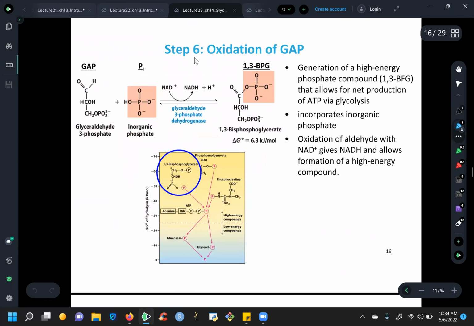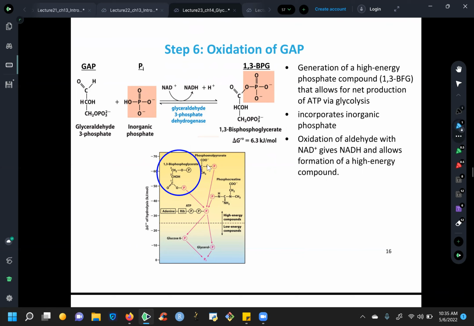Okay, so step number 6, oxidation of GAP. So GAP, glyceraldehyde 3-phosphate plus inorganic phosphate, and you have the enzyme glyceraldehyde 3-phosphate dehydrogenase. And you end up with 1,3-bisphosphoglycerate. So you added a phosphate to carbon number 3. Oh no, we already had a phosphate on carbon number 3. We are adding a phosphate to carbon number 1. So you see that's carbon number 1 here, and you end up with 1,3-BPG.